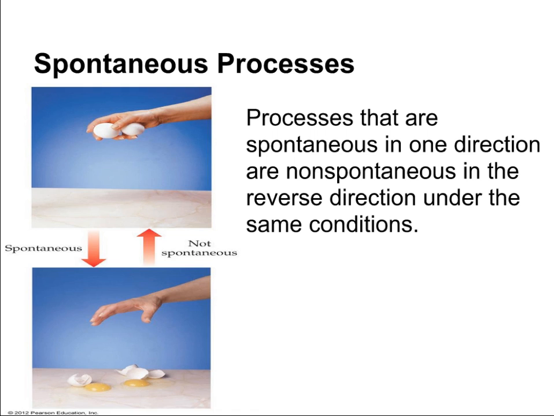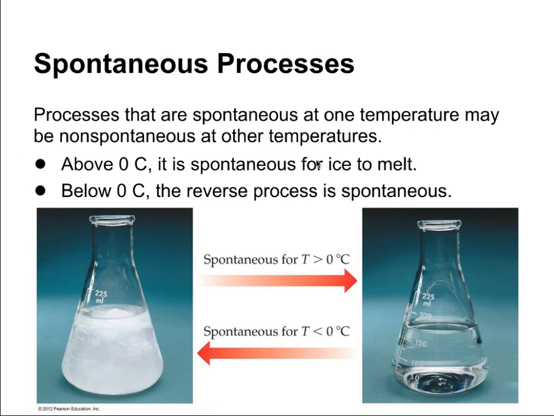So in this picture here, when the person lets go of the eggs, they're going to spontaneously fall down and break. Under those same exact conditions, the reverse of that can't happen. The eggs are not going to magically go back together and jump back up into that person's hand. Processes that are spontaneous at one temperature may be non-spontaneous at other temperatures.